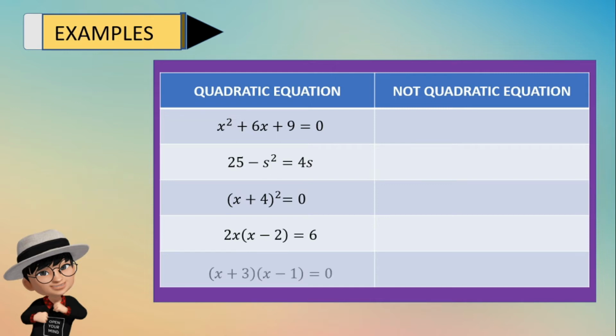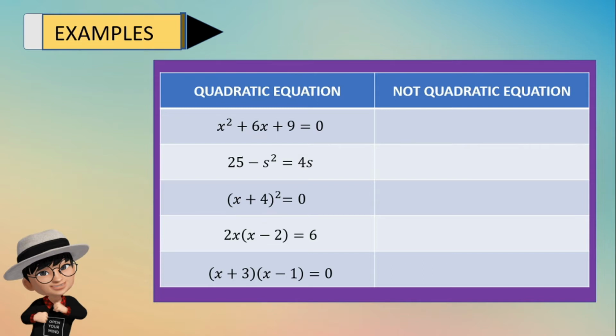Example number 5. The quantity of x plus 3 times the quantity of x minus 1 is equal to 0 is actually a quadratic equation in factored form. By expanding the product, the equation becomes x squared plus 2x minus 3 is equal to 0, which is in standard form.